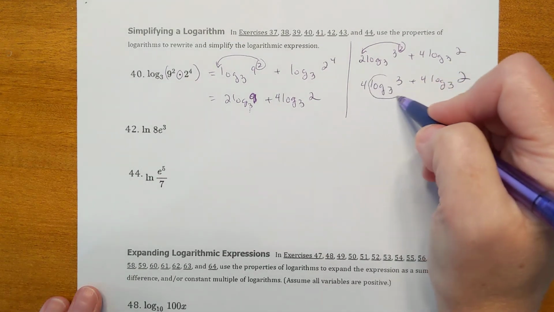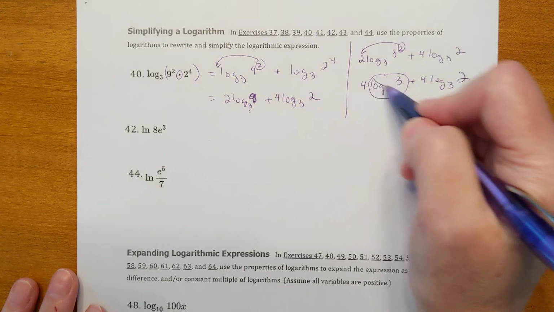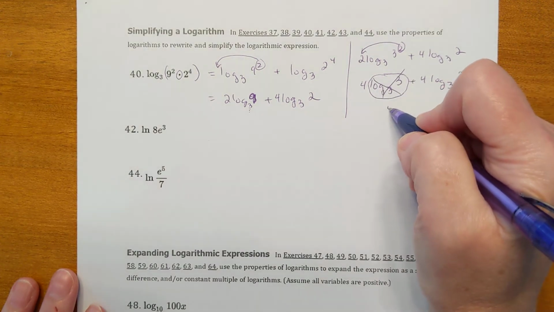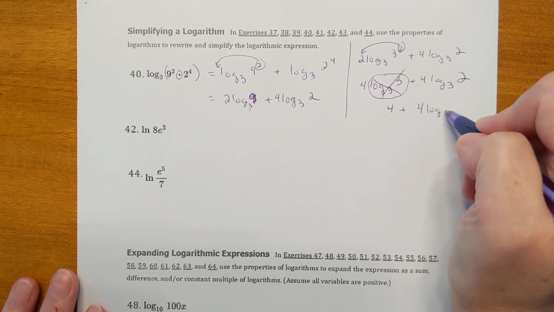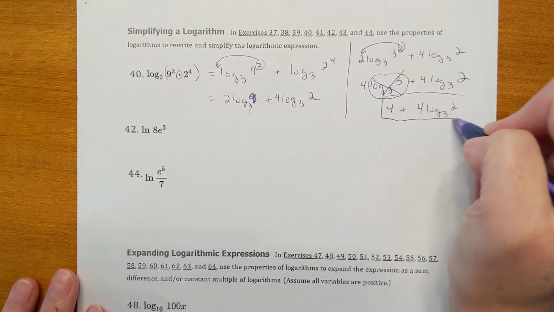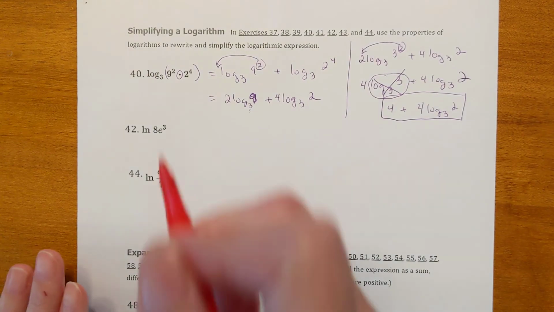So by the properties of logs that we learned in the last section before this one, look at that. It's 1. So that's 4 times 1, or 4 plus 4 log base 3 of 2. So kind of fun. All right, so the next one, it's another multiplying one.